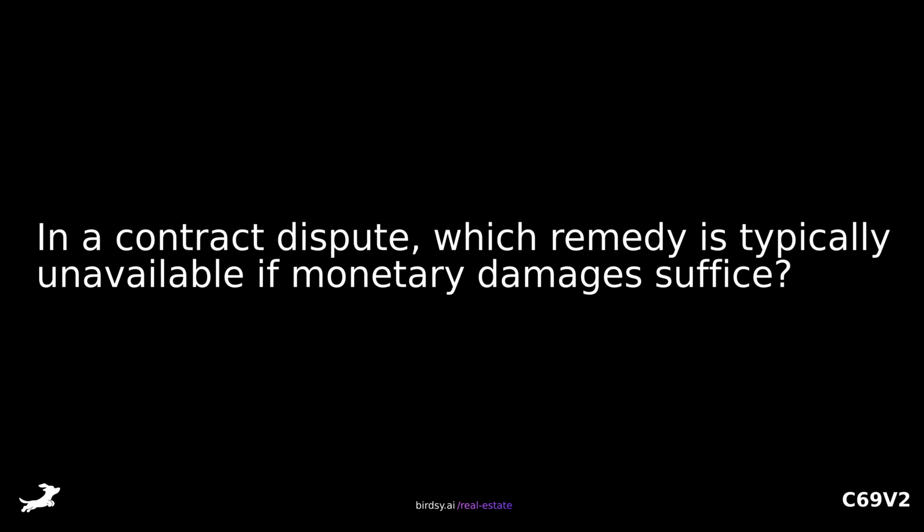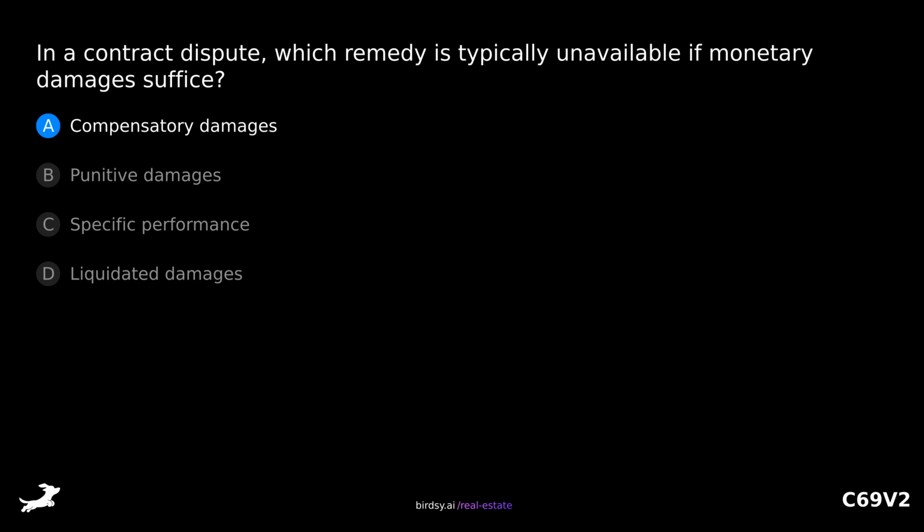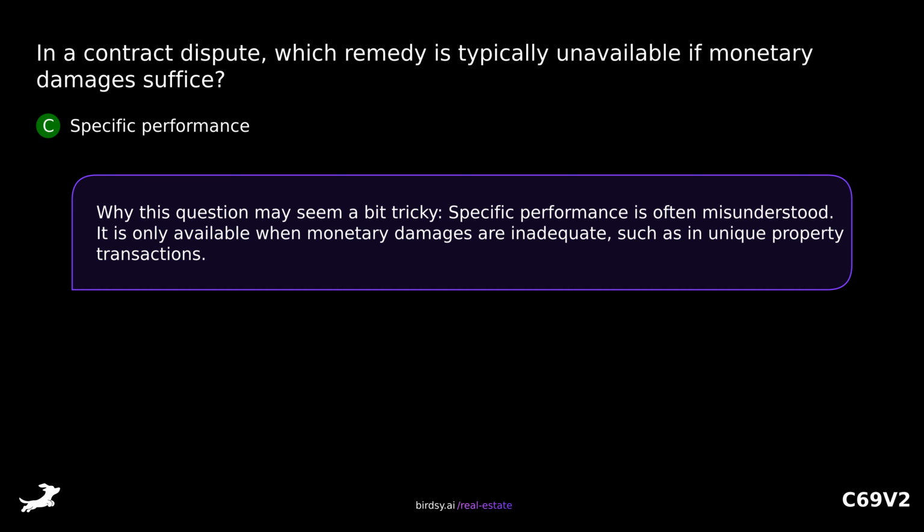In a contract dispute, which remedy is typically unavailable if monetary damages suffice? Is it A, compensatory damages? B, punitive damages? C, specific performance? Or D, liquidated damages? The answer is C, specific performance. Why this question may seem a bit tricky. Specific performance is often misunderstood. It is only available when monetary damages are inadequate, such as in unique property transactions.